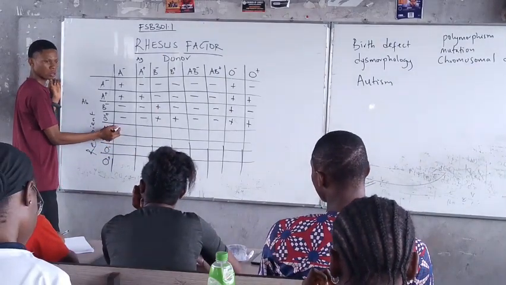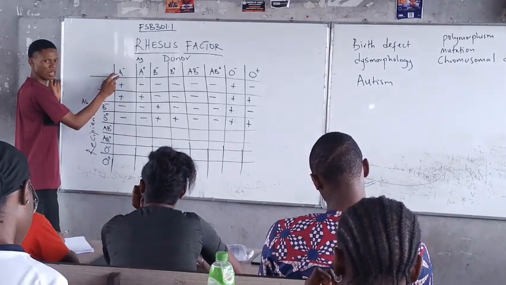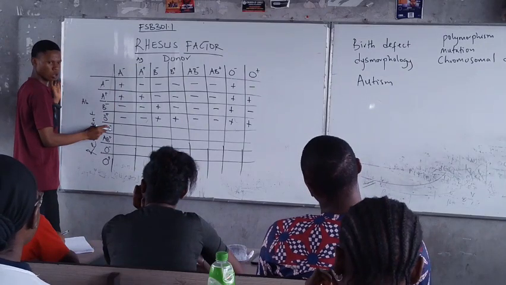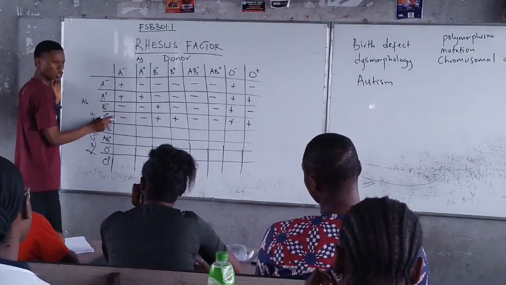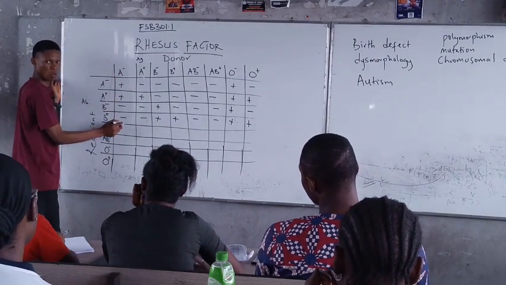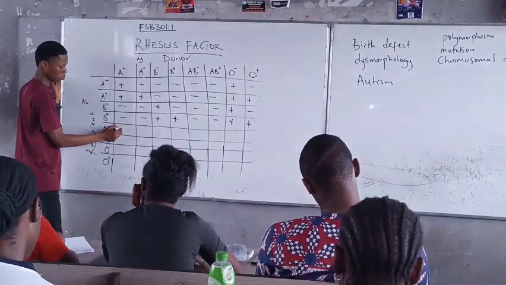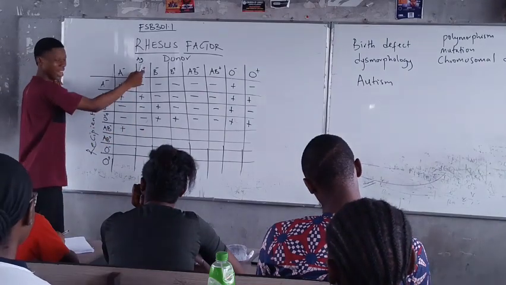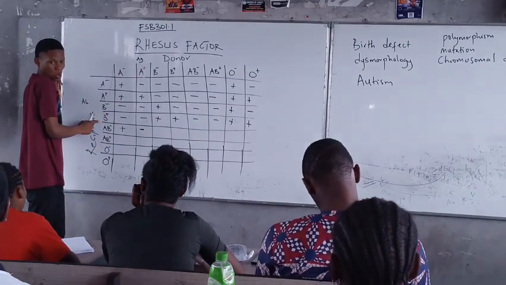Plus or minus? What antigen do we have here? What antibody do we have here? No antibody, right? And they both lack the rhesus factor. So plus or minus? Because this one has the rhesus factor and this one does not have.